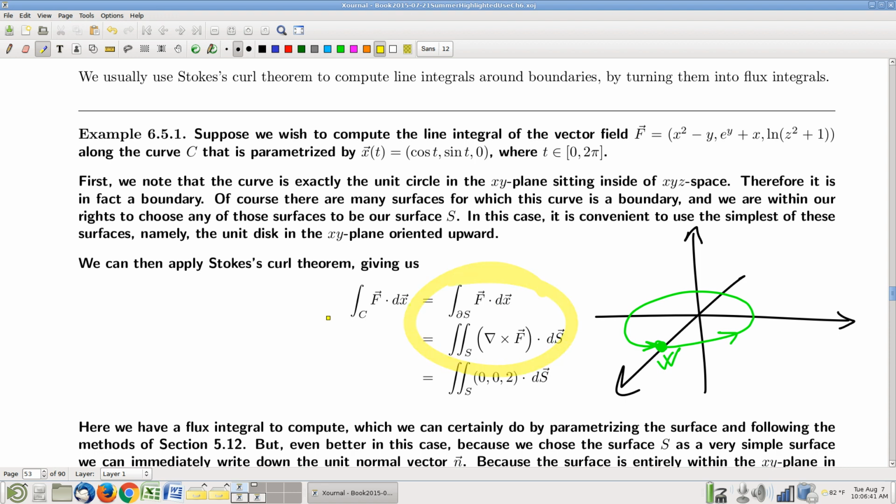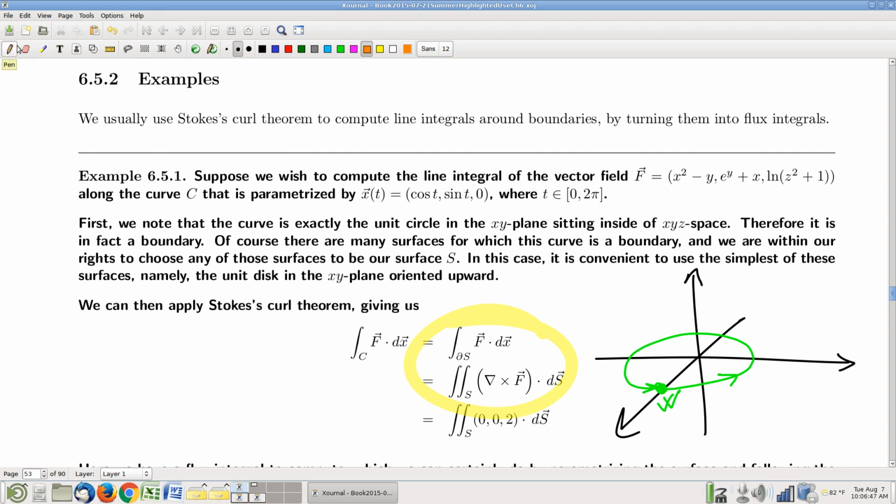Now, how do you compute curl? Well, you just write down partial with respect to x, partial with respect to y, partial with respect to z, and then play the usual game with determinants. The first component is going to be the y partial of that minus the z partial of that, which is 0. The second component is going to be the z partial of that minus the x partial of that, which is also 0.